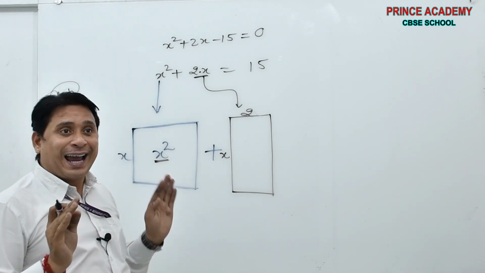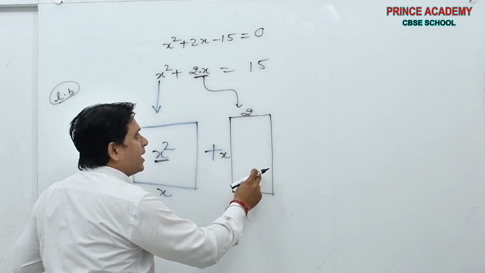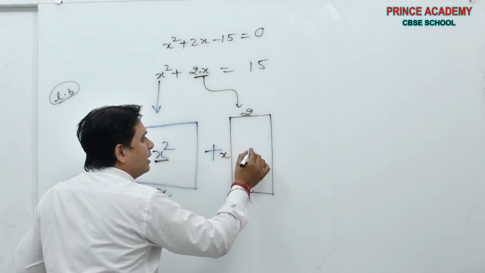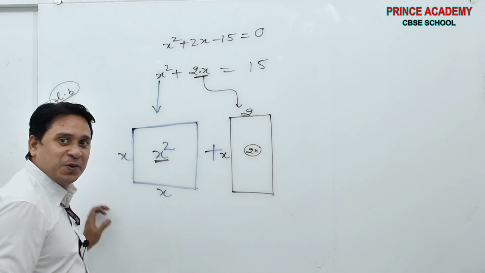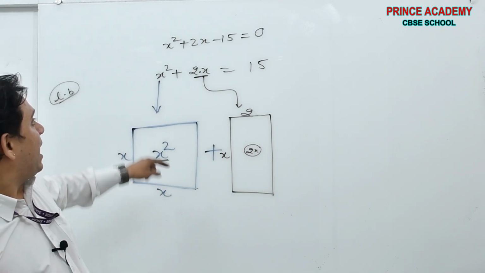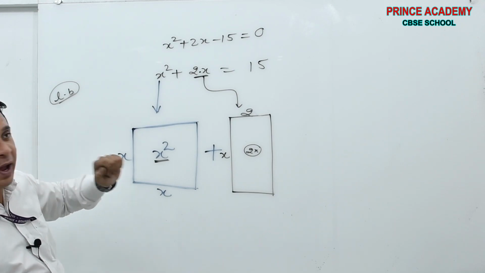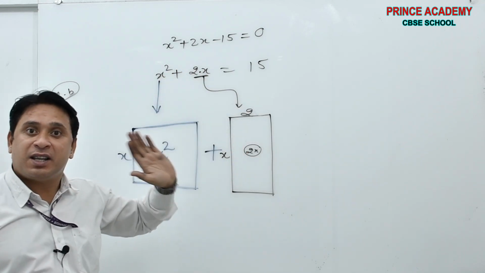Now if you get the area of this rectangle, what will you get? 2 into x? 2x, yes or no? Done beta? X square is represented by this square and 2x is represented by this rectangle.